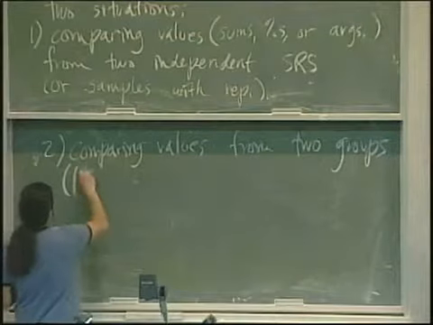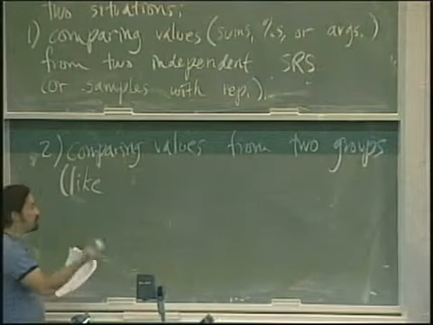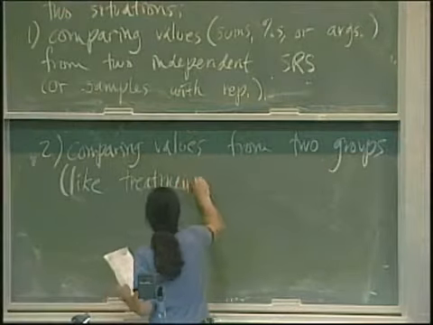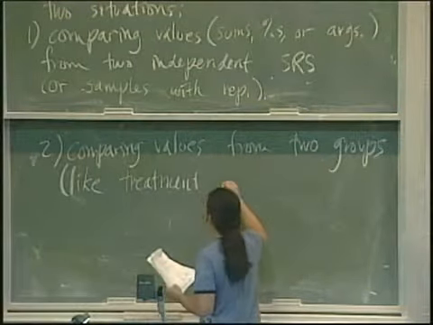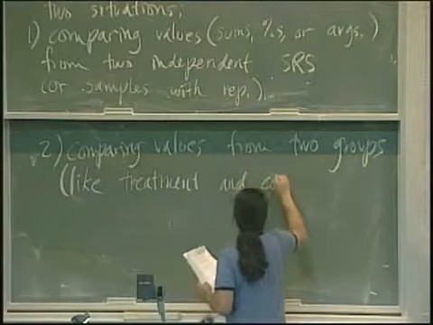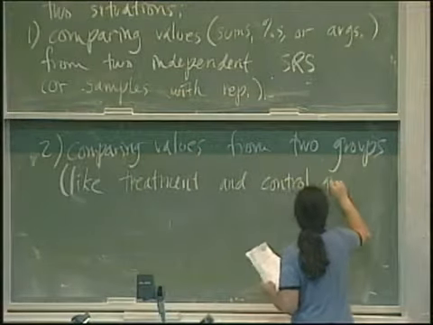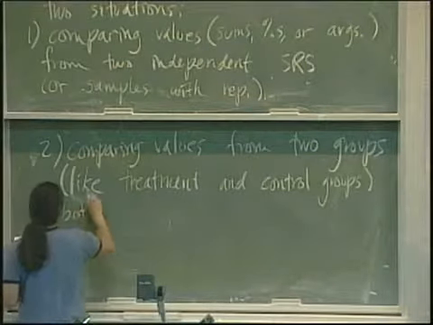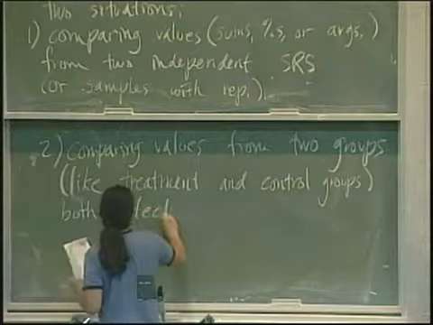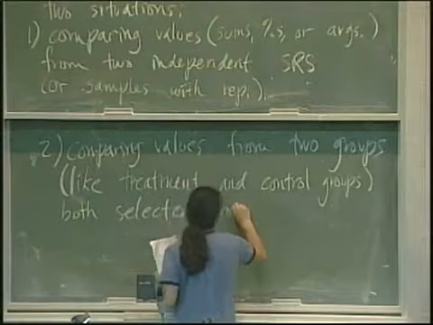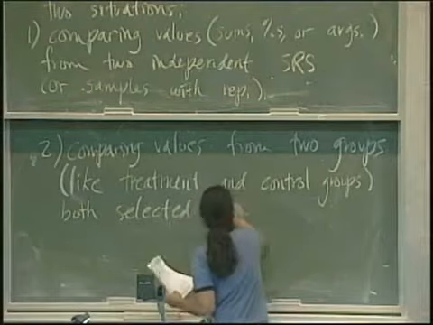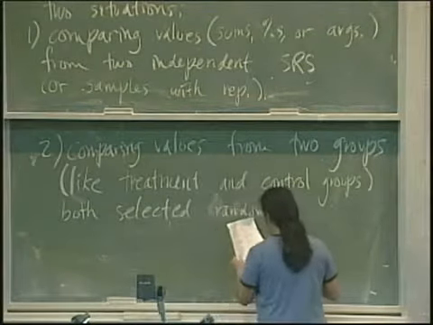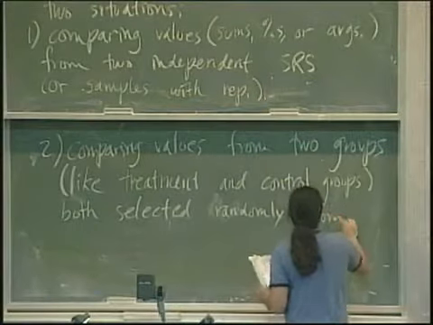The way that I would think about this is that it's like having a treatment group and a control group. That's the most common context for this kind of case, treatment and control groups, both selected randomly from one group.